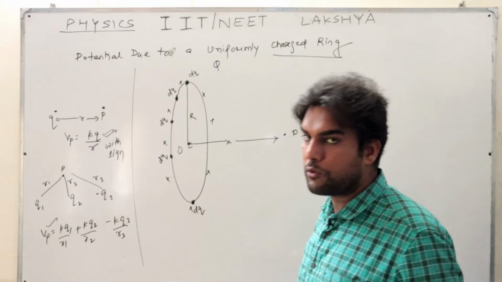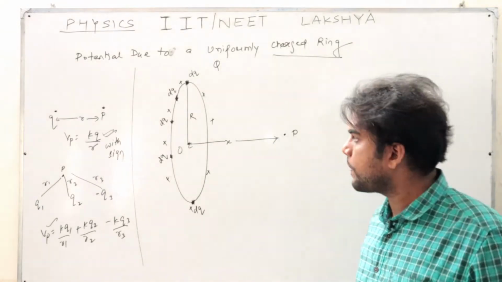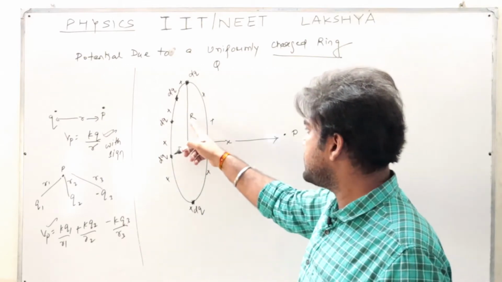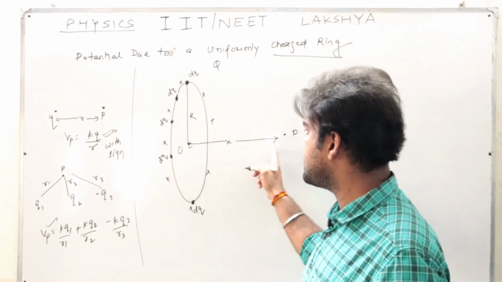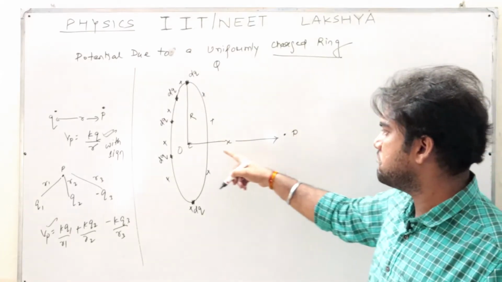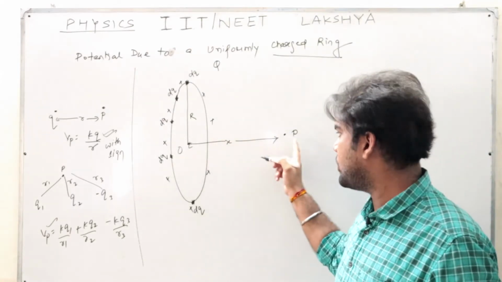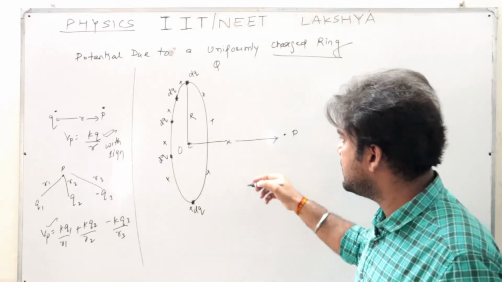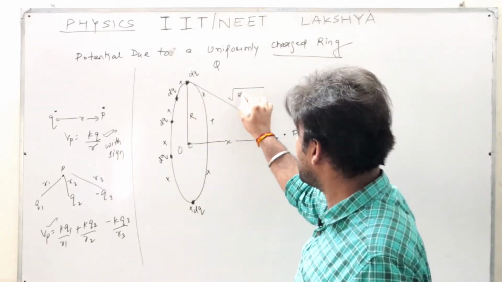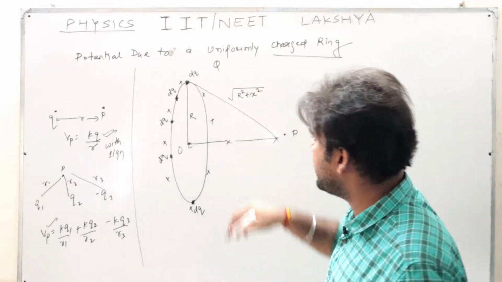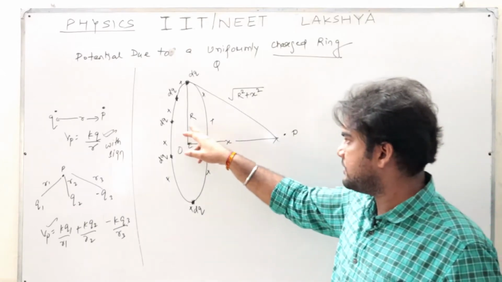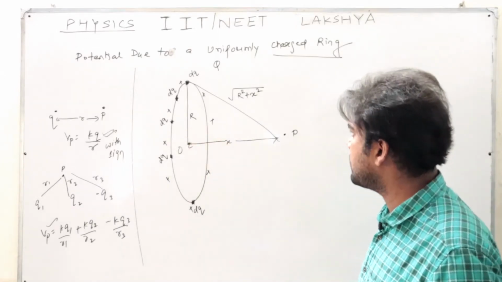If you remember, the same concept we have done in electric field also. So dq. Now this distance is r, that is the radius of the ring, and this distance is x, because we are finding the potential at a point p, and the distance of the point p from the center of the ring is x. So obviously this distance would become the square root of r squared plus x squared. Why? Because that is your hypotenuse. You know your Pythagoras theorem. This is r, this is x, so this becomes the square root of r squared plus x squared.